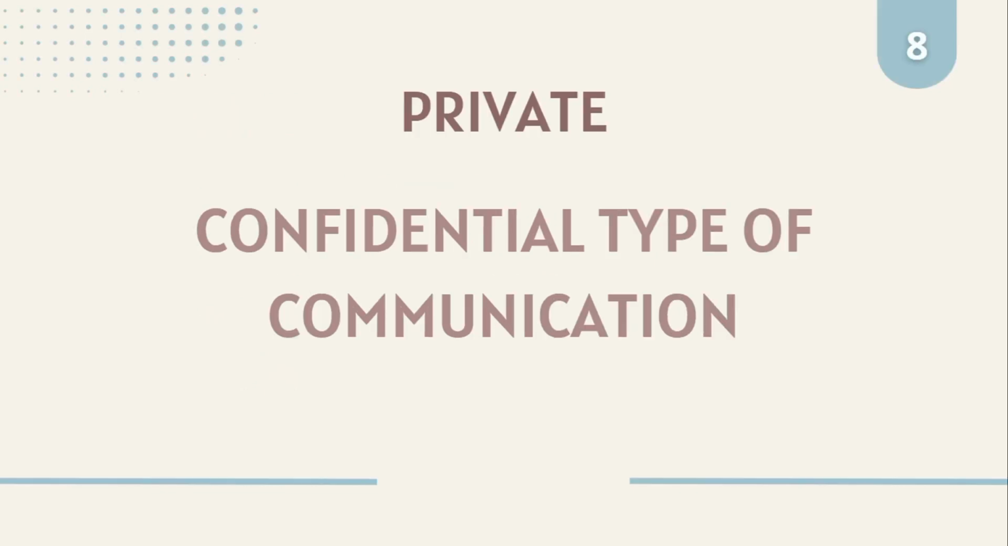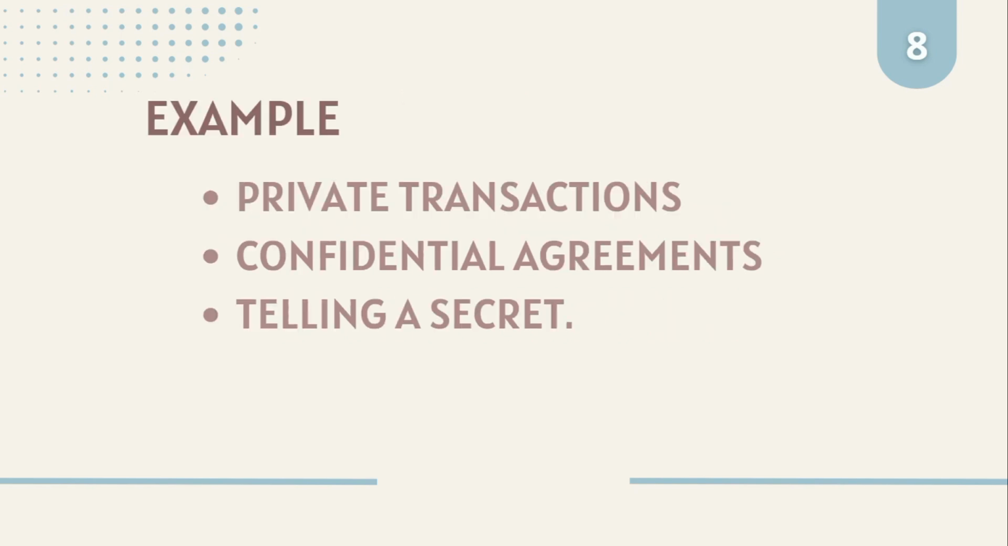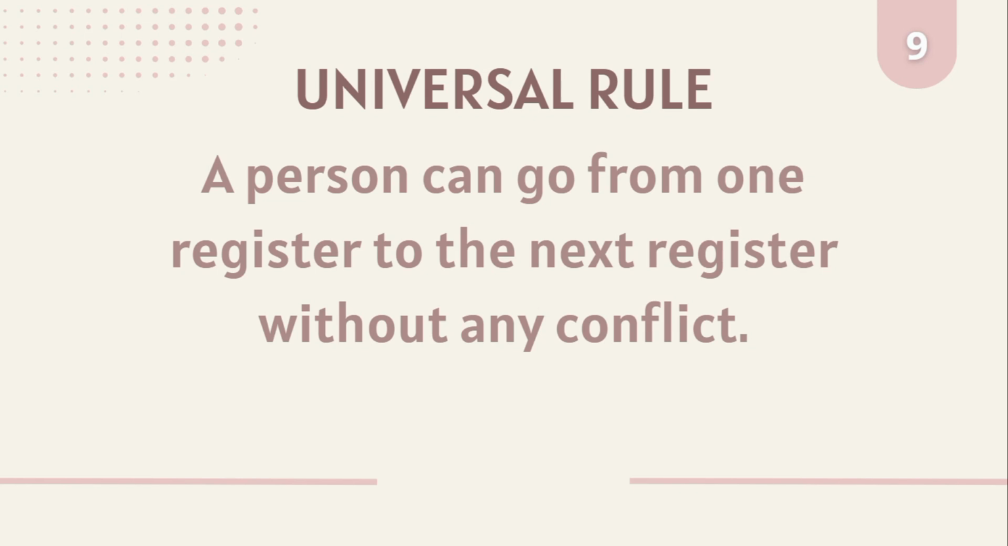Lastly, private register. Private register is related to the intimate register. It is also not shared in public. This register is for confidential types of communication. Some examples are private transactions, confidential agreements, and telling a secret. Those are the 6 language registers together with some examples.